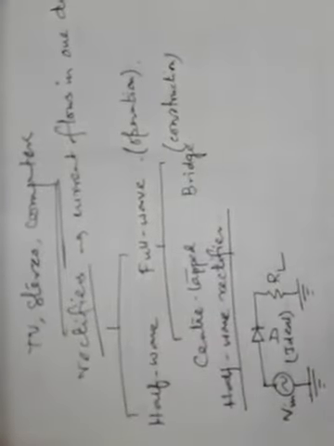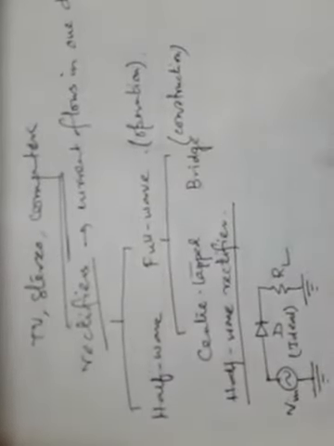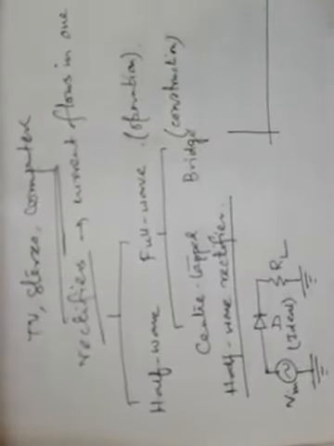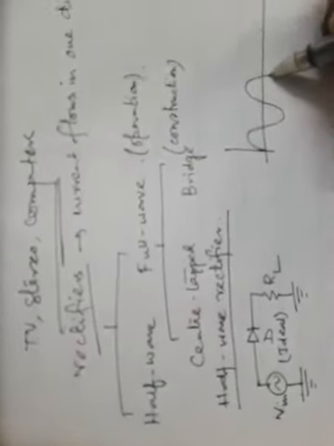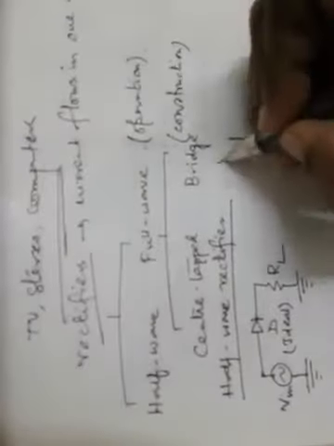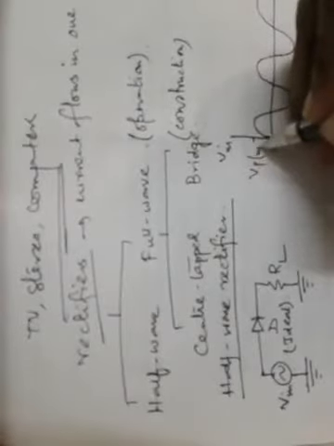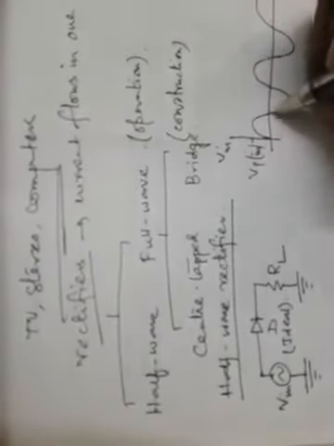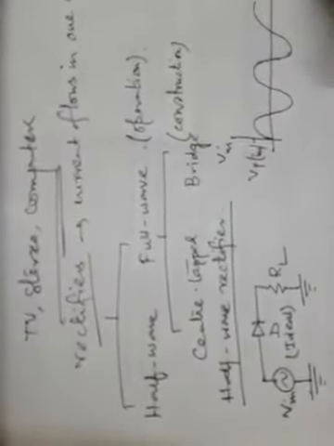Now, as it is ideal and the input Vin is sinusoidal, let us first draw the sinusoidal voltage. This is the waveform of the sinusoidal voltage, like this. So this is Vin, and this maximum value is Vp in, that is the peak voltage. And this is the time axis t.